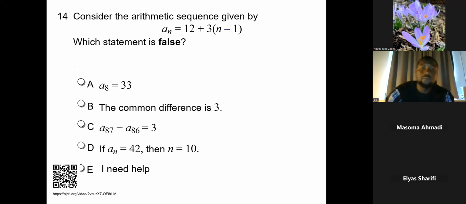Okay, you are given this explicit formula, and you are asked to tell which statement is false. And if you say which one is false, you should tell me why. So if you say A is false, why is A false? If you say B is false, why is B false? You can either write it in the chat or unmute your mic and discuss your thinking, your reasoning.